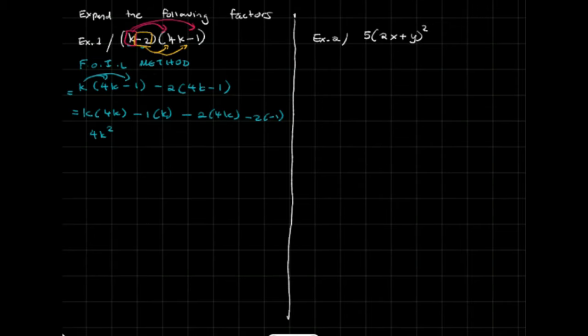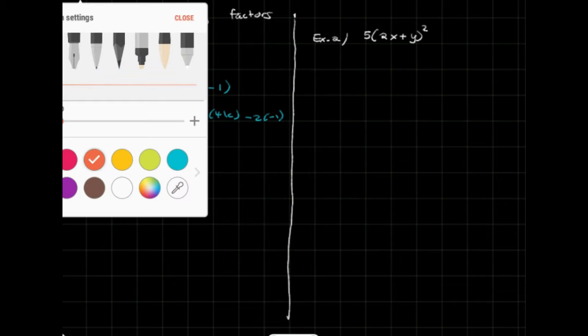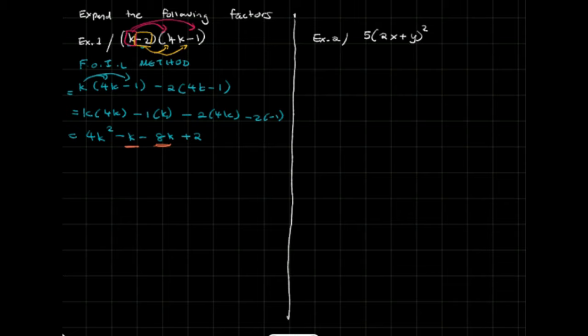K squared, right, minus k minus 2 times 4k is 8k, and minus 2 times negative 1 is plus 2. At this point, what you want to do here is collect the like terms. Like terms once again are terms that have the same variable and the same degree. Okay, so in this case you can collect the k's together, but they have to have the same degree, right? So this is 4k, I'm just kind of fixing it. So in these cases, the only two like terms here are the negative k and the negative 8k.